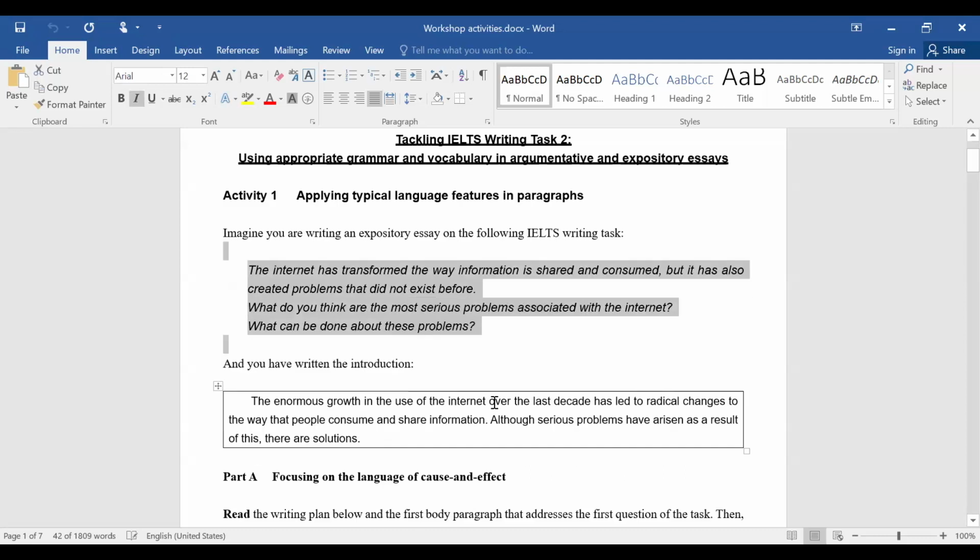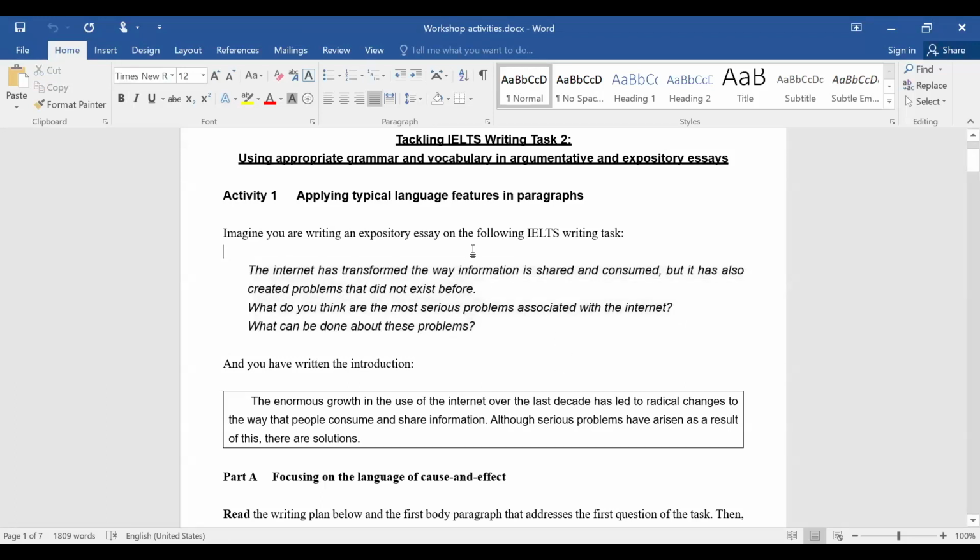This is a sample IELTS writing task. The internet has transformed the way information is shared and consumed, but it has also created problems that didn't exist before. What do you think are the most serious problems associated with the internet, and what can be done about these problems? So this is an example of an expository essay in the sense that it only requires you to explain the causes and the problem in detail and also the solutions. Again, a few solutions that can be adopted to resolve the issue.